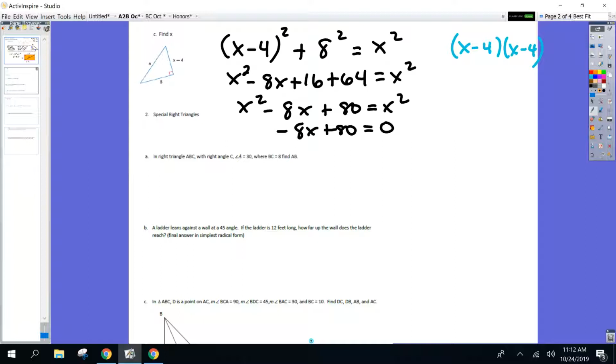Get x on one side. All right, so go ahead. And what'd you find? x equals 10. Good. Good job. So just a little higher level algebra with Pythag. All right, we okay? All right.